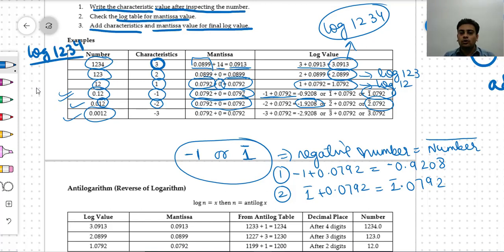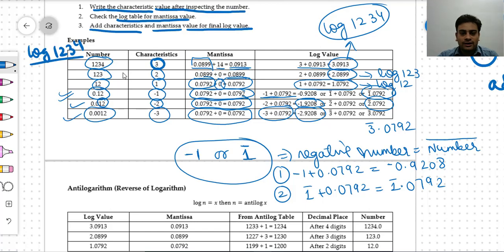Now your third example, your last example, is that your number is 0.0012. We have two zeros after the decimal, so my characteristic will be -3. Clear? And since again my number is 1 2 only, my mantissa value will be the same. You can write it as -3 plus 0.0792, which is equal to -2.9208, or you can write it as 3 bar 0.0792. Is this clear? This is the way you need to find the log values.